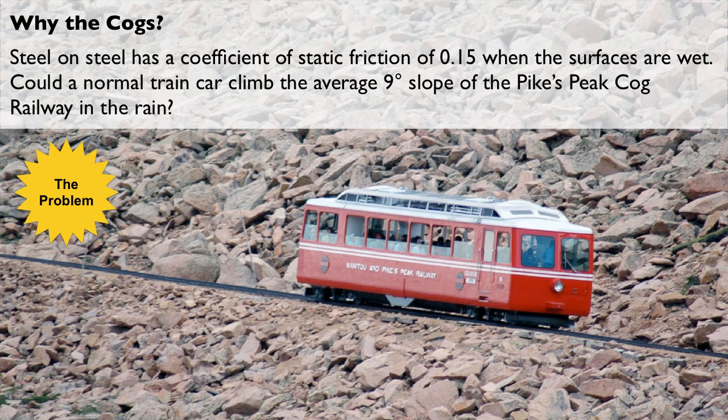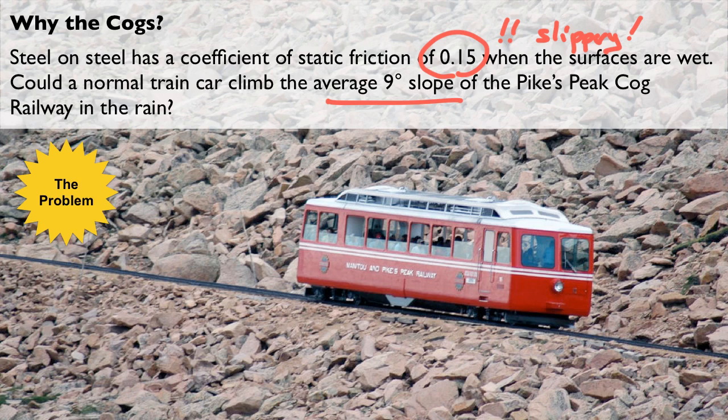Why would you need to do that? The answer is steel on steel is actually pretty slippery. Wet steel on wet steel has a coefficient of friction of only 0.15. That is slippery. That is less than ice. That is less than your shoes on ice. Very, very slippery. So the question asks this: could a normal train car climb the average 9-degree slope of the Pikes Peak Cog Railway in the rain?